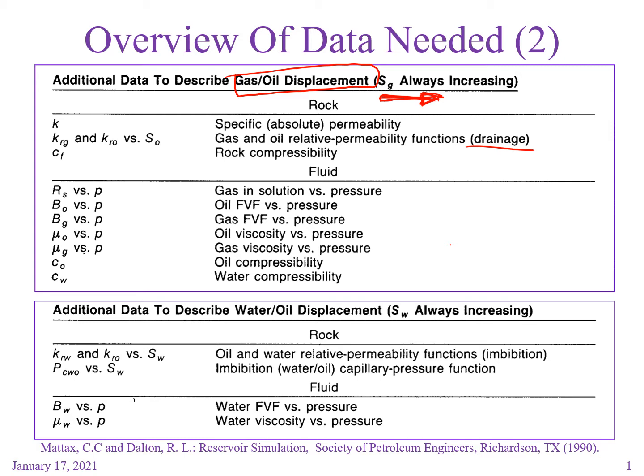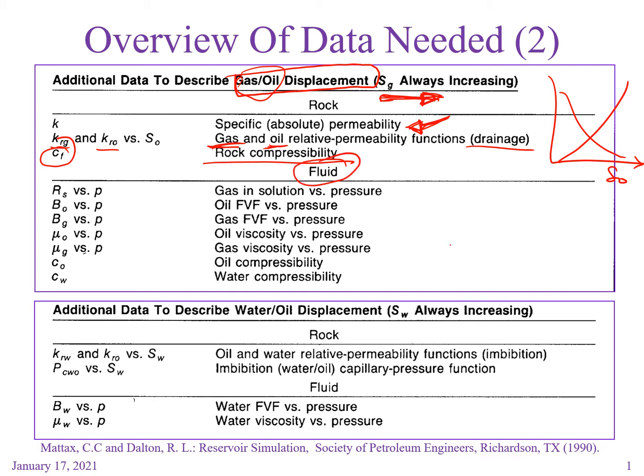So of course you need the rock permeability, which is a measure of the ease of flow through the rock. Then if you have multiple phases, here we're talking about gas oil displacement, right? So you need gas and oil relative permeability, KRG, KRO, and they're usually plotted against saturation, right? If you plot it against saturation, it typically looks like this, depending on the properties of the rock. You also need the rock compressibility, CF.